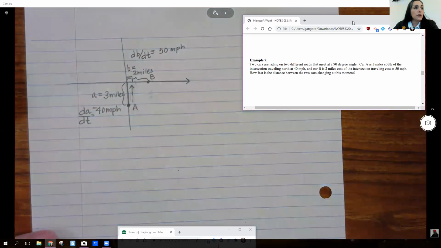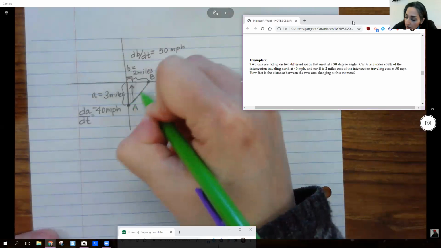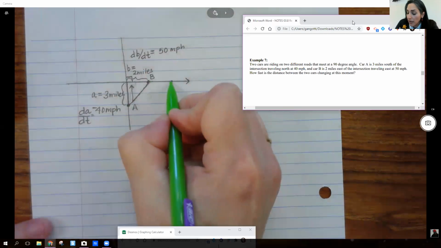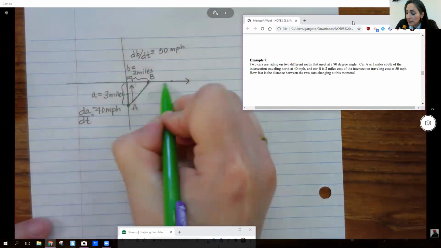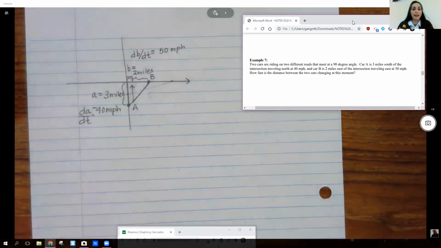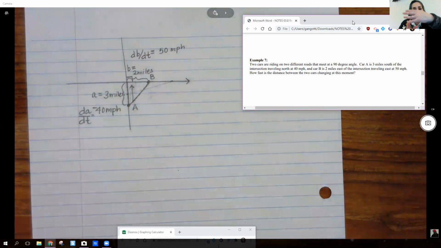All right, so now we got the picture. How fast is the distance between the two cars changing at this moment? So the distance between the two cars is this distance right here. That's how far away they are. Pretty soon this car is going to be out here and this car is going to be up here and the distance will be this, and pretty soon it'll be like that. So what you've got is this triangle that's changing shape as one car moves up and the other one moves over.